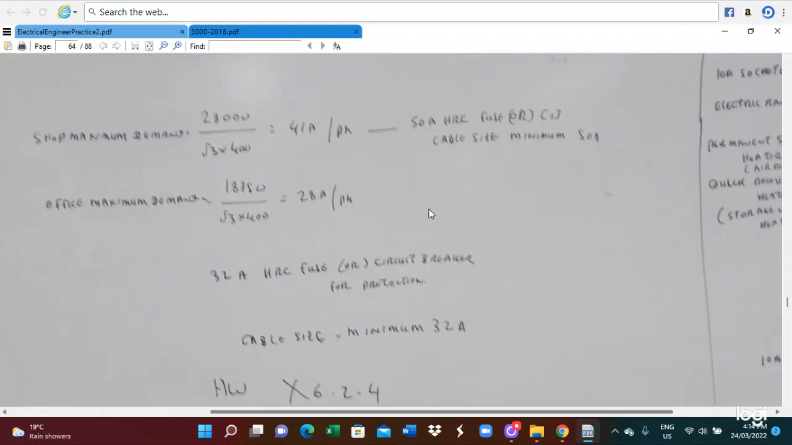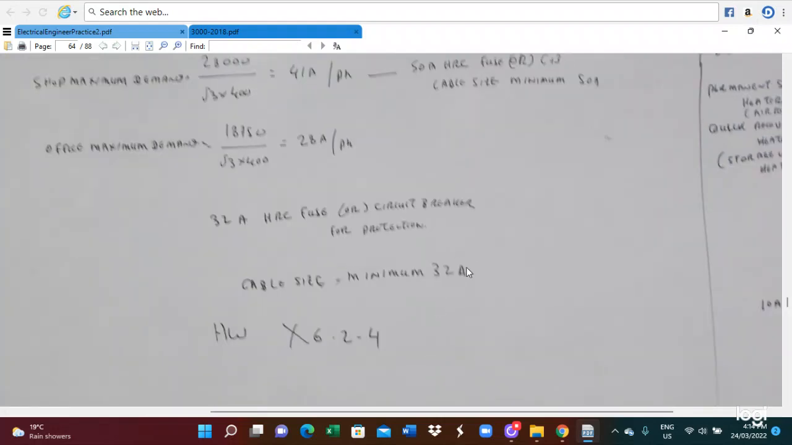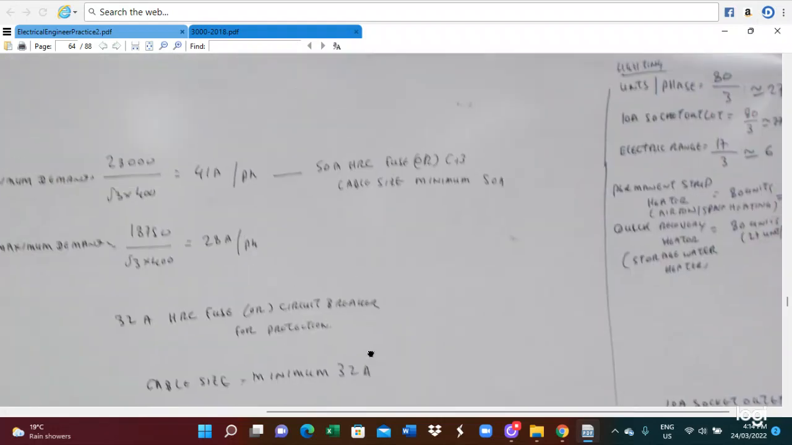So in this case, which one is bigger? We had to find out, and this is 41 ampere per phase. So in this case, for the cable size we can utilize 50 ampere, and also the 28 and 32 ampere HRC fuse we had to utilize. So cable size means 32 ampere. This is the way we calculate it.